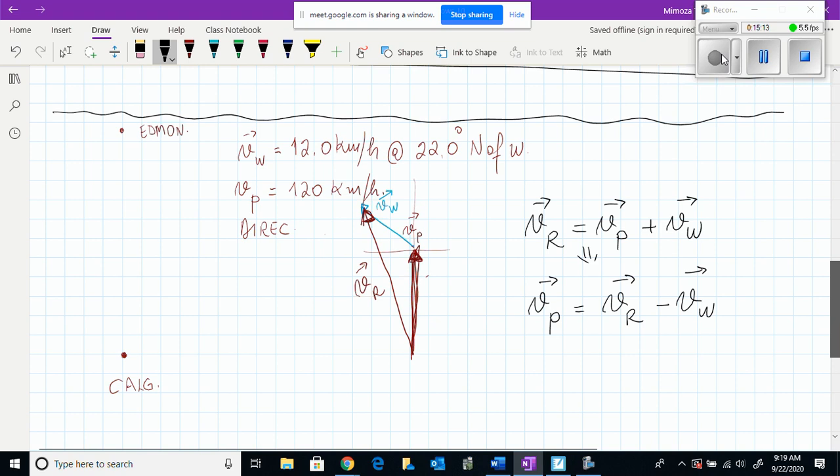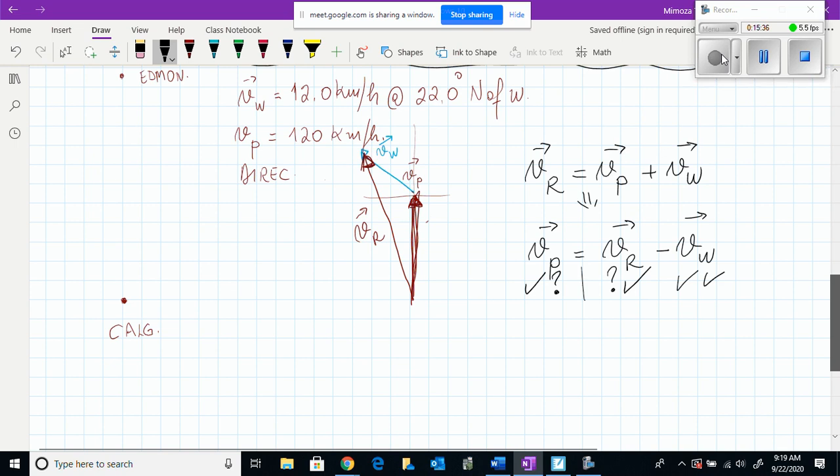And in this relationship, we do know the magnitude of the velocity of the plane, but we don't know the direction. We don't know the magnitude of the resultant velocity, but we do know the direction. And for the velocity of the wind, we know both the direction and the magnitude. So now we will solve this problem. And since this is a 2D situation, we will use components. So now in your piece of paper, please go ahead and use components, and I will work here and show it to you.